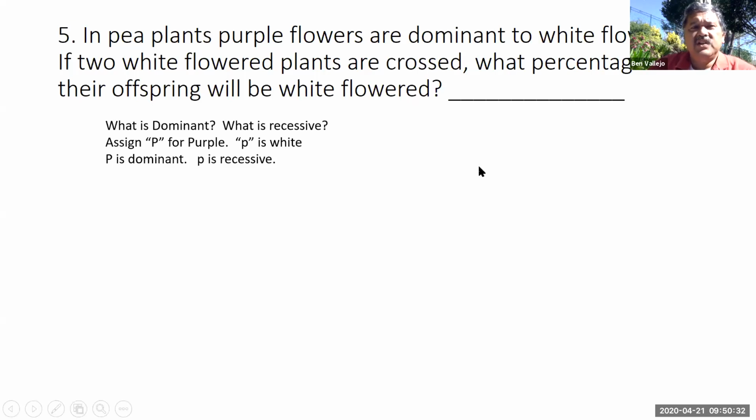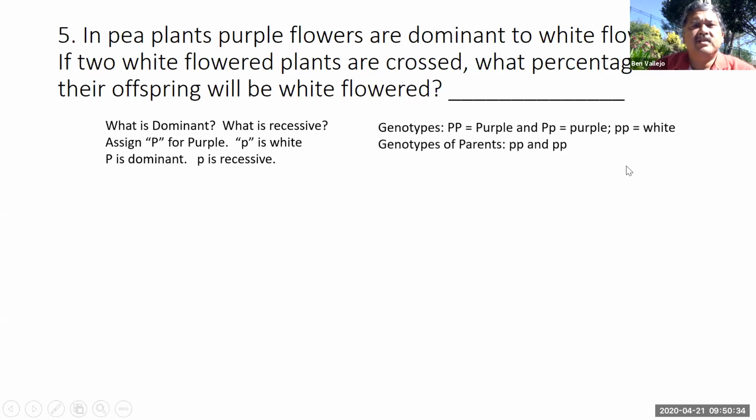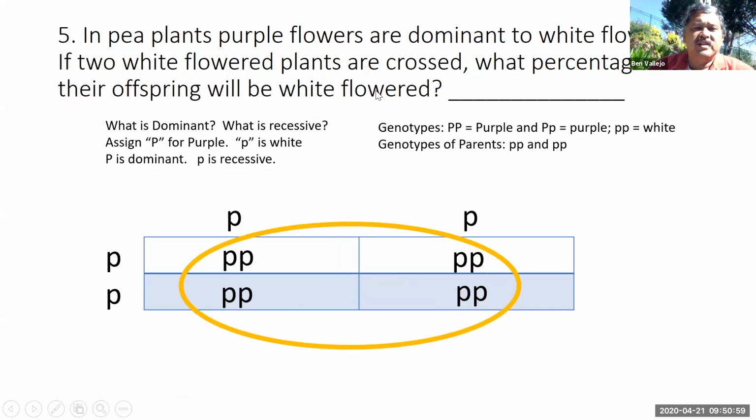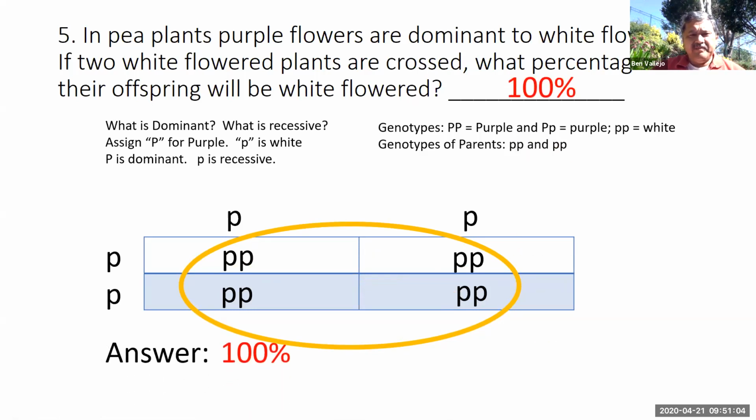So what's the genotypes of the parents? Well, the genotypes of the parents are both little p, little p. How do we know that? If two white flowered plants are crossed, white is recessive, so you have little p, little p. So the square is actually like this: little p, little p, little p, little p, and all four possibilities are little p. What was the question? The percentage of their offspring that will be white flowered, and of course, with all of them being little p, the answer is 100%. Great.